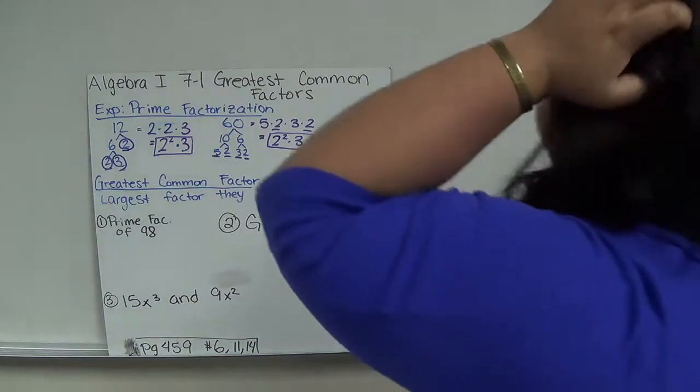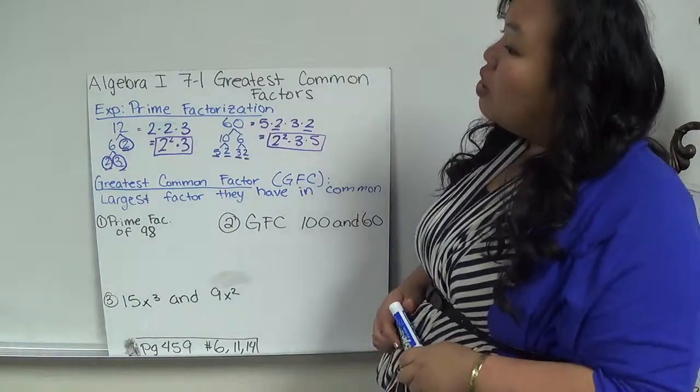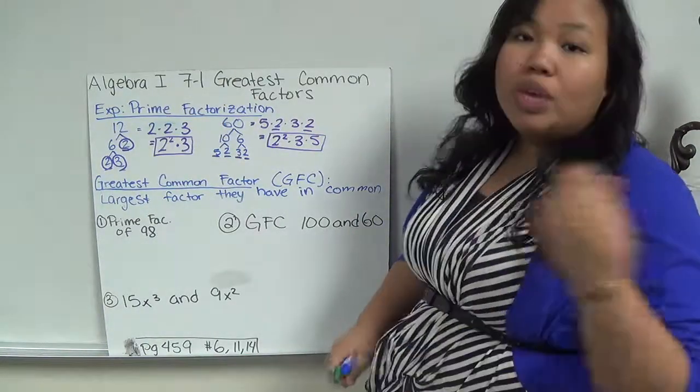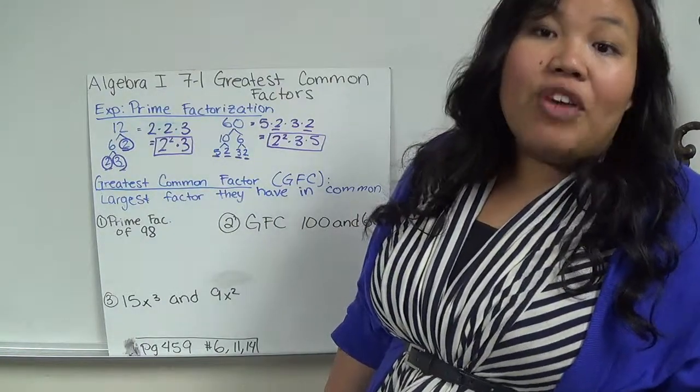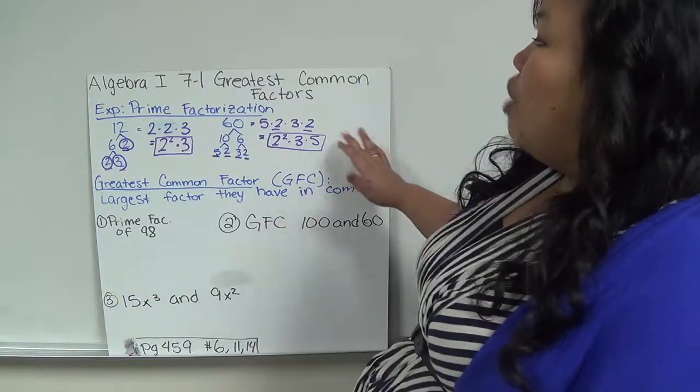In Algebra 1, Section 7.1, we're dealing with the greatest common factors. So we're dealing with factors that numbers have in common. And first, before we can find what factors numbers have in common, we have to first learn how to factor. This is called prime factorization.